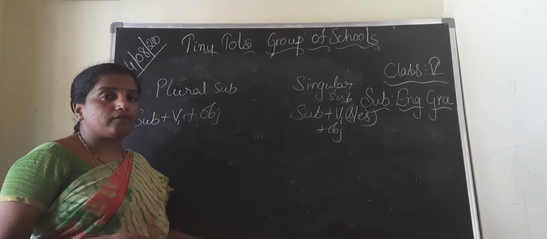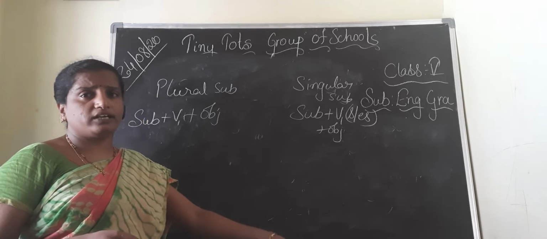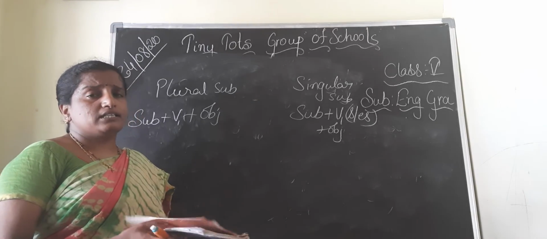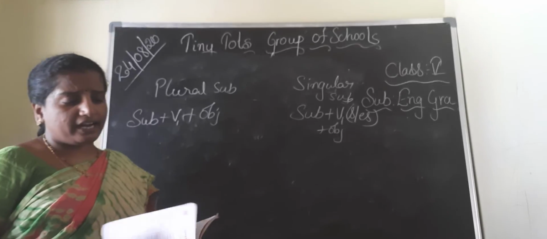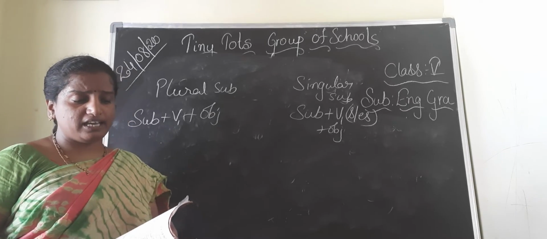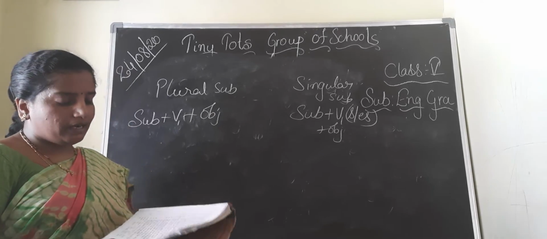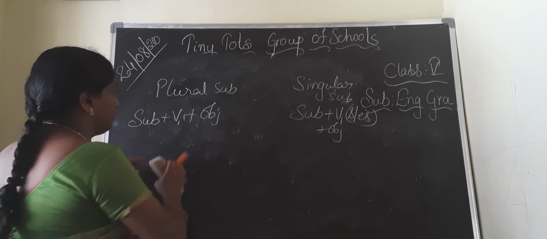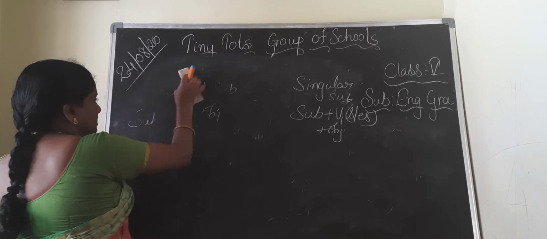Now you should be aware of a few of the verbs, children, how to add S or ES. It varies. Sometimes we have to add S, sometimes we have to add ES to the verb forms. Now let us learn about a few of the verbs, how they differ.